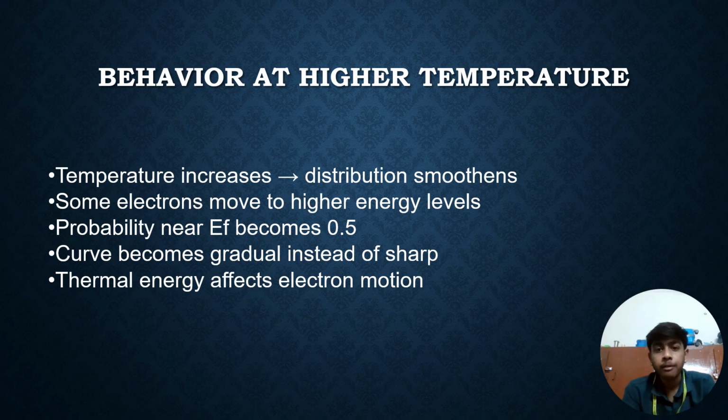Now, behavior at higher temperatures. In Fermi-Dirac distribution, let us know about temperature. As temperature increases, the distribution smoothness also increases, and electrons move to higher energy levels. The probability near EF becomes 0.5, and the curve becomes gradual instead of sharp. Thermal energy affects the electron motion at high temperature.